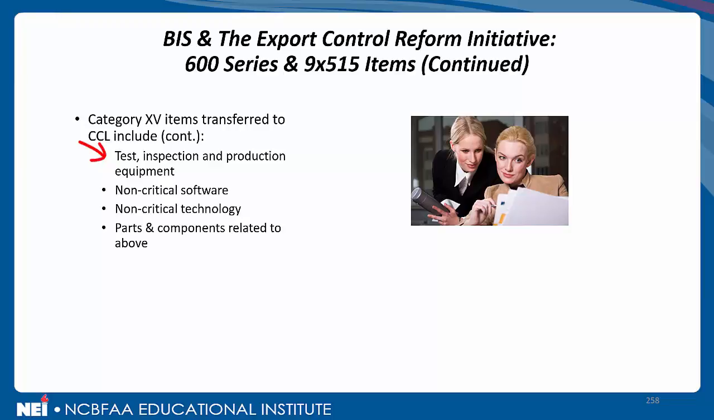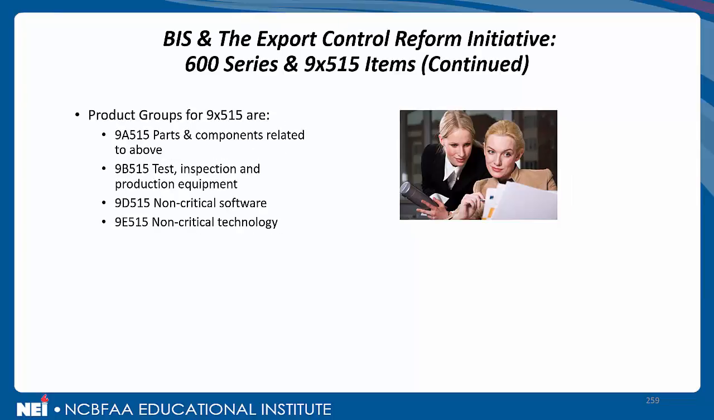Test, inspection, and production equipment, that might come back up soon. Non-critical software, non-critical technology, and parts and components related to the above. Some of the product groups found within 9X515, and this is pretty important, are 9A515, parts and components related to above, 9B515, test, inspection, and production equipment. We might see that in a moment. 9D515, non-critical software, and 9E515, non-critical technology.